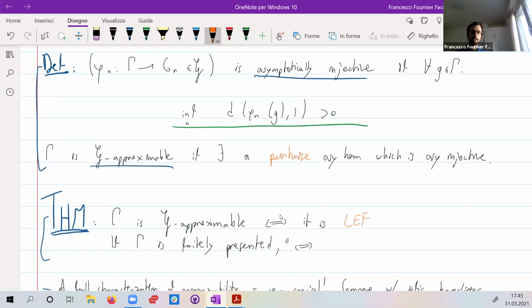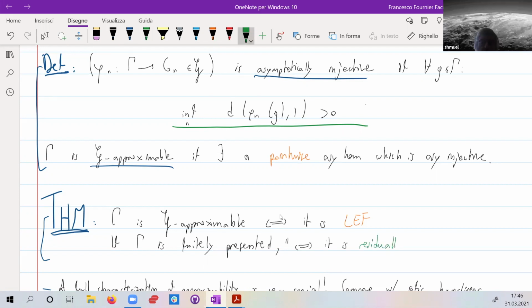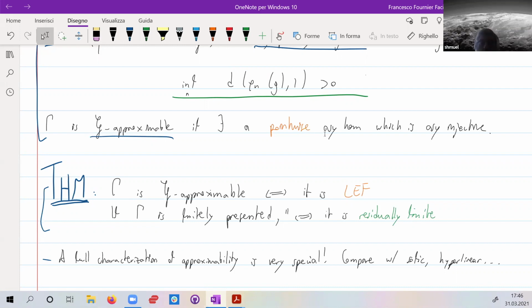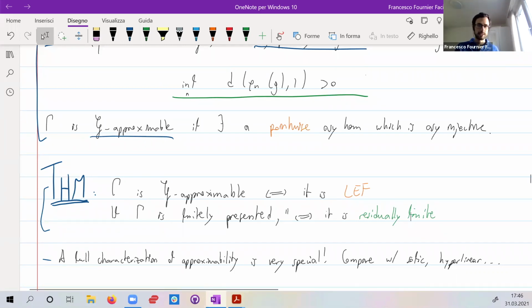In particular, this is a general fact, finitely presented LEF groups are residually finite. If gamma is finitely presented, it is G approximable if and only if it is residually finite. Again, this full characterization of approximability is very special. So compare this with sofic and hyperlinear groups, where we don't know of any non-example, right? There are very few other approximation problems where we know of non-examples. So there are the Frobenius norm and the Schatten p norms for p larger than 1. For those we do know, but it's quite recent and quite involved to produce counterexamples. Here it's characterized in terms of another property that is already studied a lot in the literature.